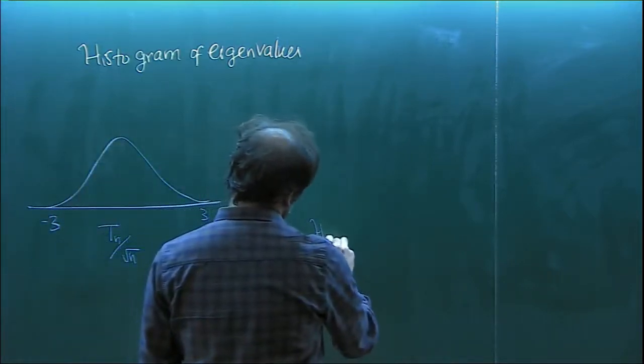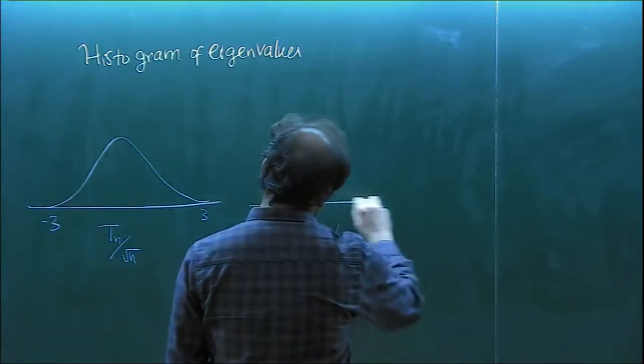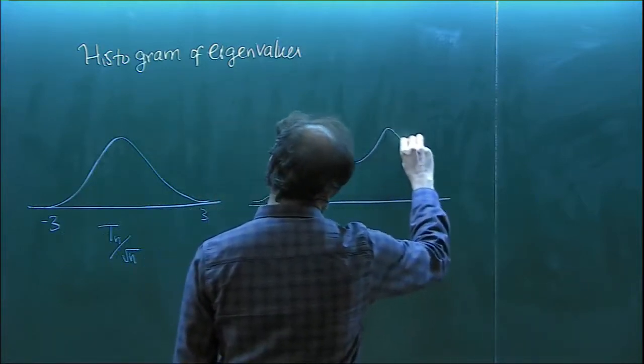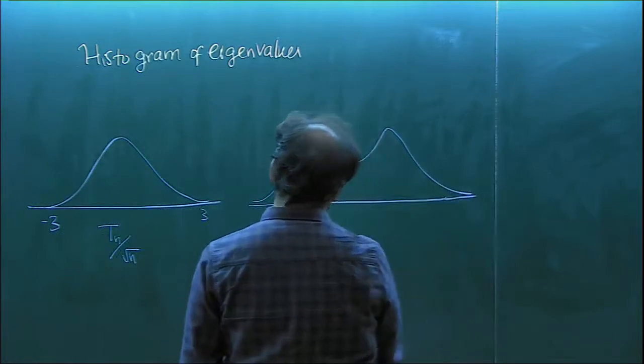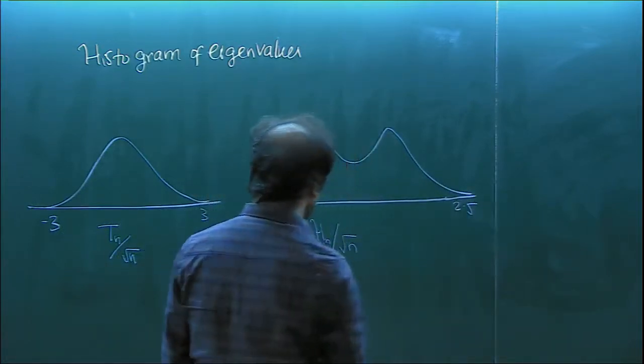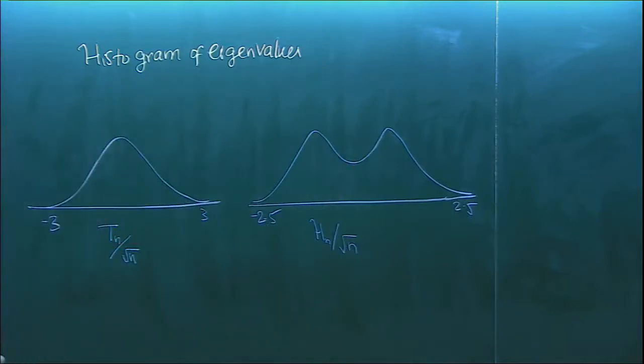For H n over square root of n, you see a picture which is like this. This goes from about -2.5 to 2.5. That's what we see numerically.